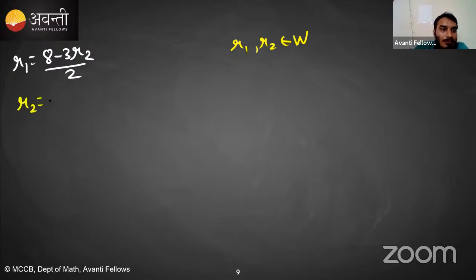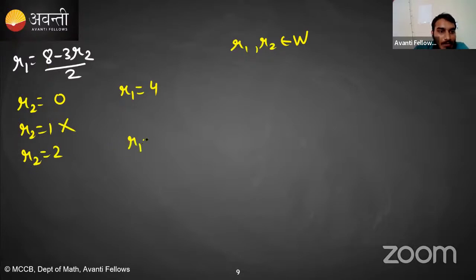So, r2 can be 0. Yes or no? If r2 is 0, how much will r1 be? r1 is equal to 8 by 2, which is 4. Can r2 equal 1? If r2 is equal to 1, then it is (8 minus 3) by 2, which is 5 by 2. I'm not getting an integer, so r2 cannot be equal to 1. If r2 becomes 2, how much will r1 be? (8 minus 6) by 2, so 1.